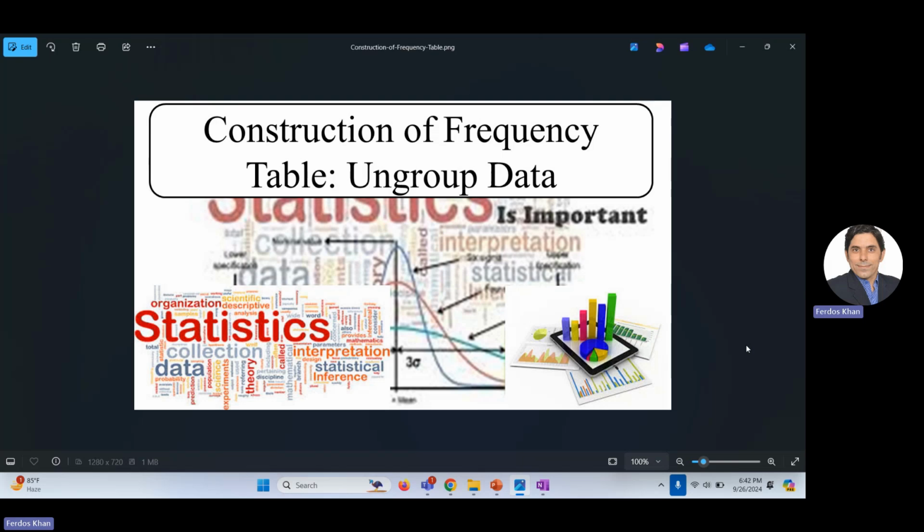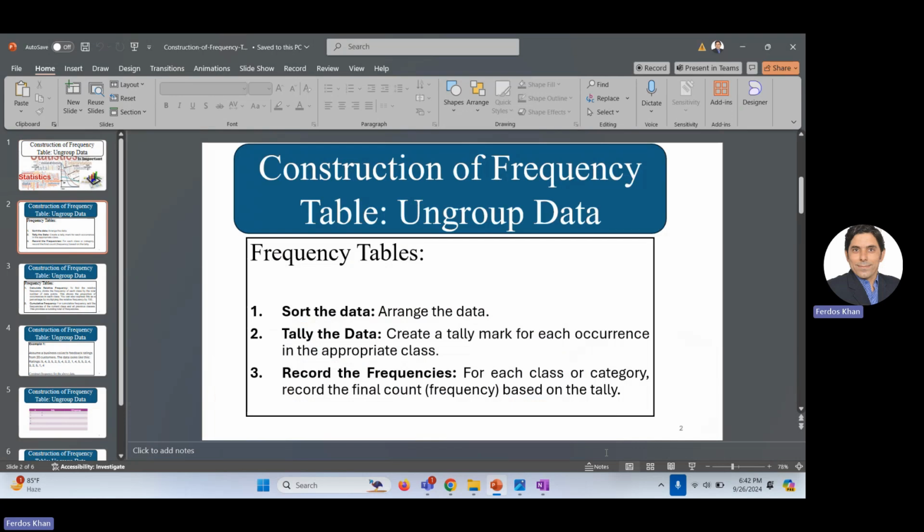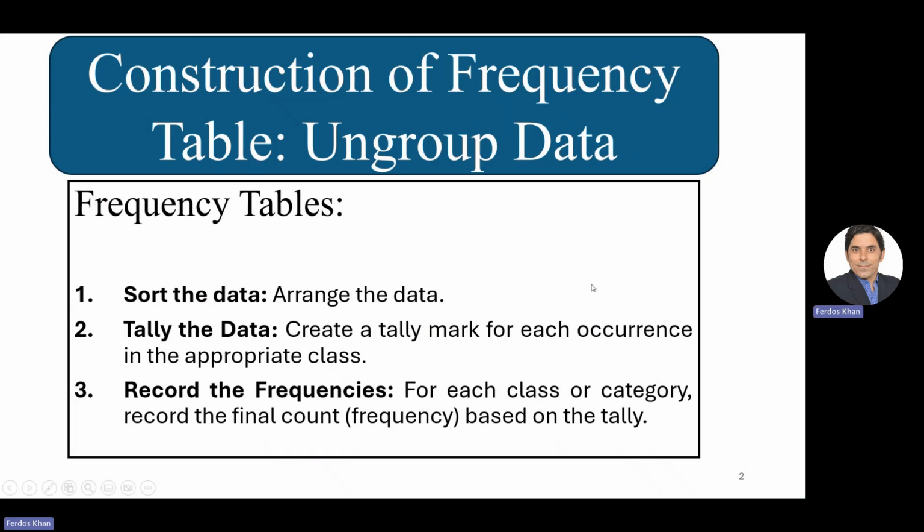So let's move to the content: how we can construct the frequency table or frequency distribution. These are the various steps which we need to take. The first one is to sort the data, arrange the data. This is not a mandatory step. However, when you arrange the data, you can easily count how many times a particular number is repeated. So you can count in order, write the frequency, and also write the tally.